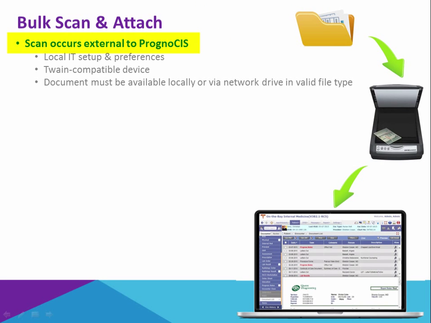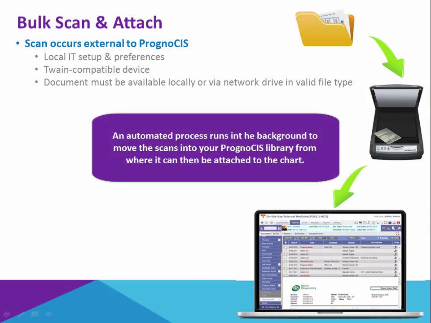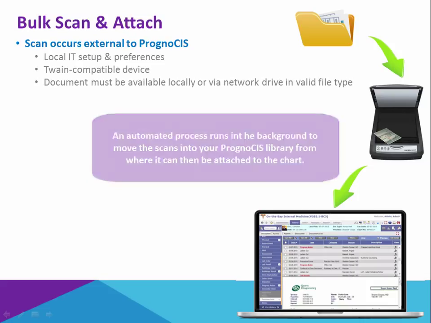In regards to the indirect process, the scanning occurs first external to Prognosis, and there is an automated process that moves the documents or images into a folder from where they can be categorized and applied to the patient's chart based on the document type.